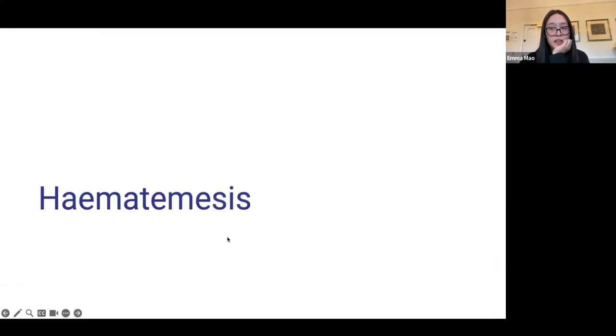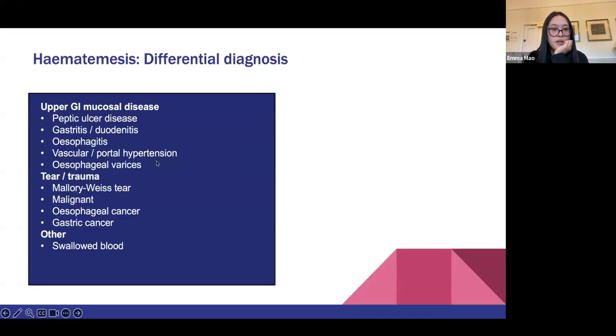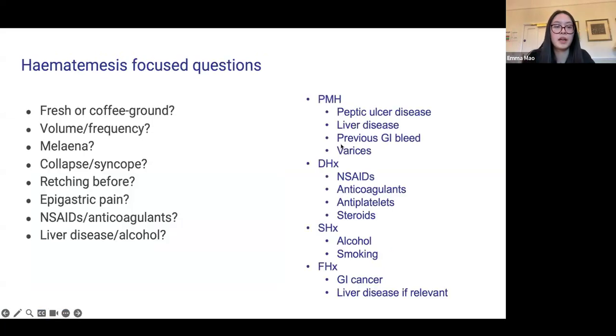Okay, now this time it's specifically hematemesis, so blood in the vomit. So what is the differential diagnosis there? So for upper GI mucosal disease, you can have peptic ulcer disease, gastritis, and duodenitis, esophagitis, and vascular, portal hypertension, esophageal varices. There are Mallory-Weiss tears, could be a malignancy, esophageal cancer, gastric cancer, and then could be swallowed blood from above.